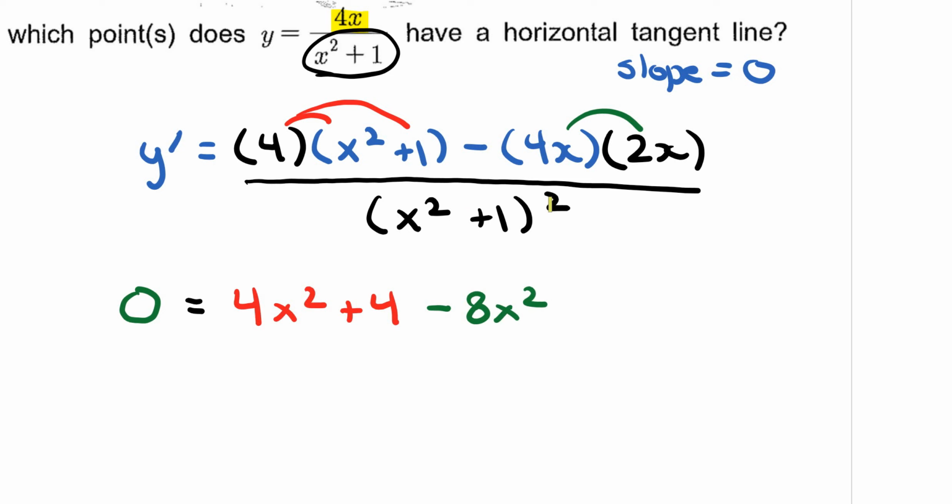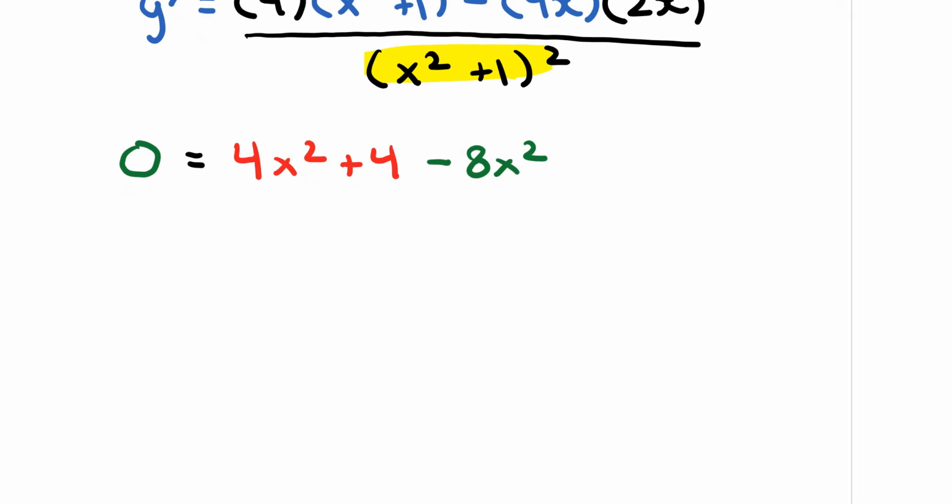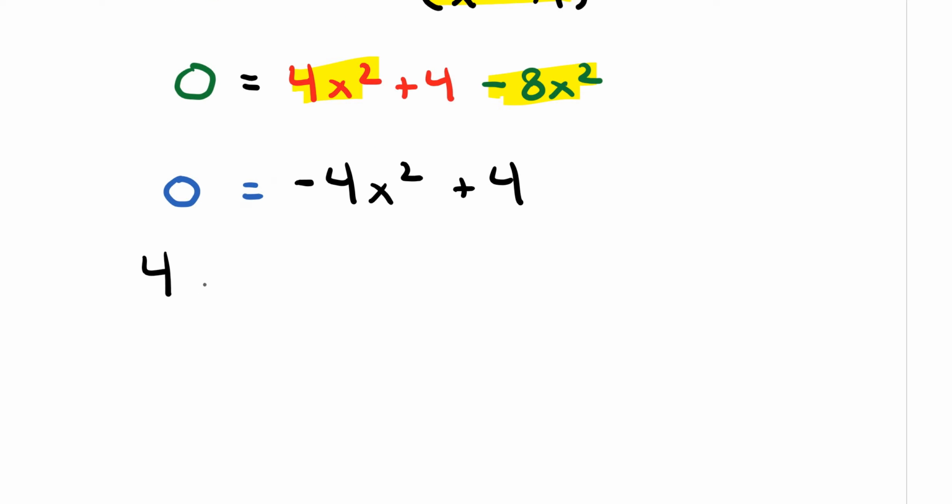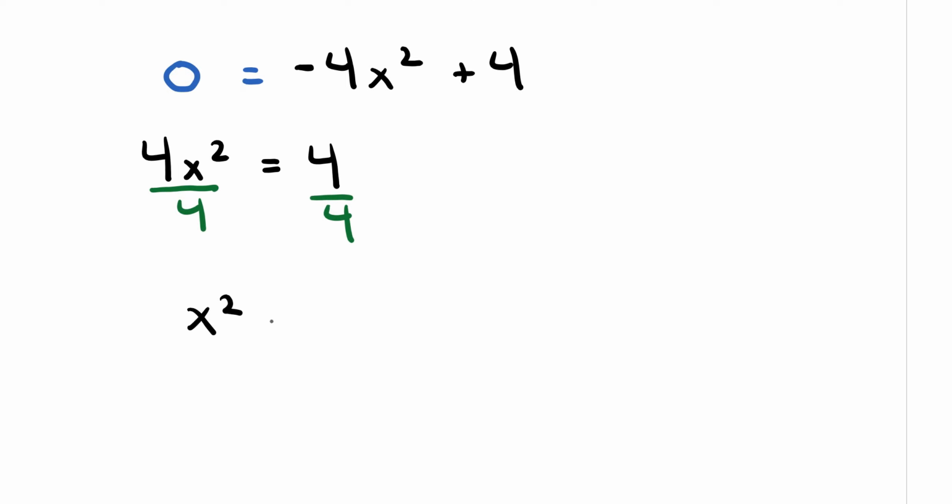Okay, now regarding the denominator here, when we're setting a fractional expression equal to 0, we only care if the numerator is equal to 0, right? So we don't need to worry about the denominator in this case. And then if we keep on simplifying here, I get 0 equals, well, 4x squared minus 8x squared is going to be a negative 4x squared and then plus the 4. If I bring the 4x squared over, then I have a positive 4 on the right-hand side. We can divide both sides by 4. So now I have x squared equals 1, and x would equal plus or minus 1. Okay, so those are the x values, and so I have plus or minus 1.